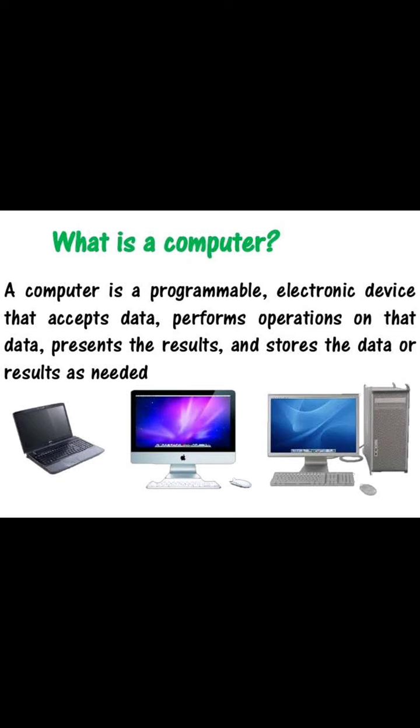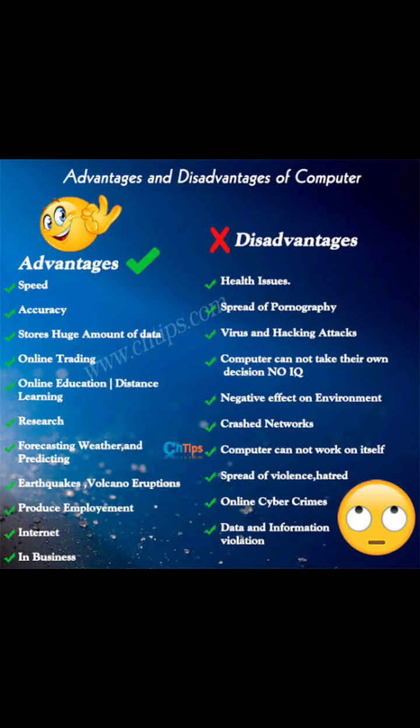A computer is a programmable device. We already know it is also an electronic device. It is used to store information and to do calculations. If we want to store a lot of information, we use a computer. Next, what are the advantages and disadvantages of a computer? Nowadays all people are using computers. We will see some of the important advantages and disadvantages.